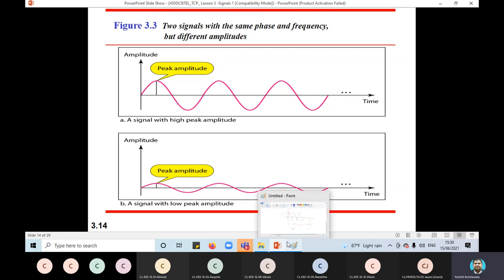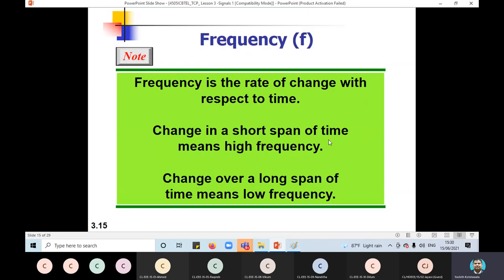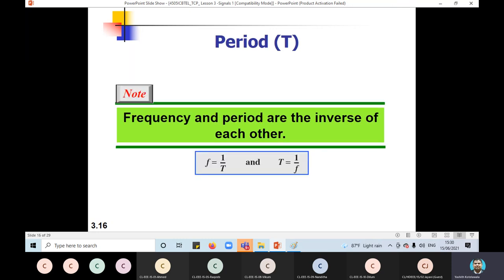So what it says: change in a short span of time means high frequency. Change over a long span of time means low frequency. Let's see how to graphically justify these statements. Frequency and period are the inverse of each other. Frequency is the inverse of the period of the wave. Period is the inverse of the frequency. So they are inversely proportional, as we said. So let's see how to conclude all these statements.